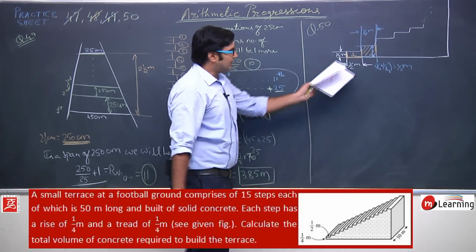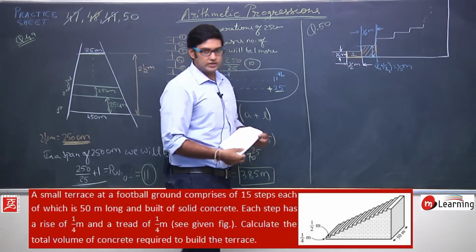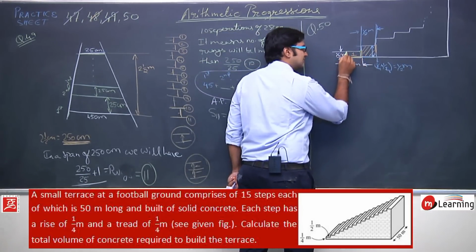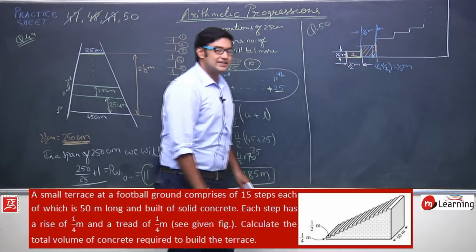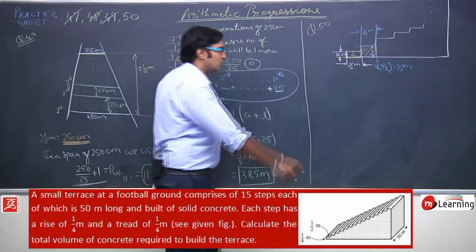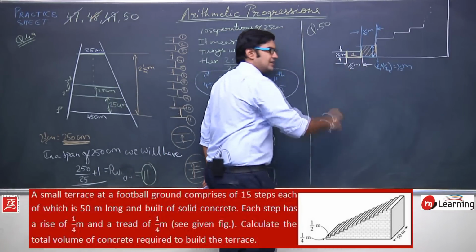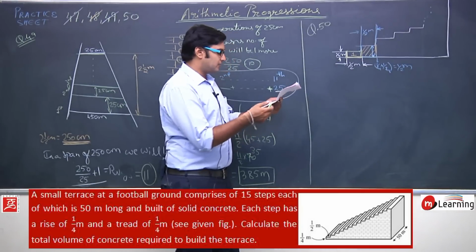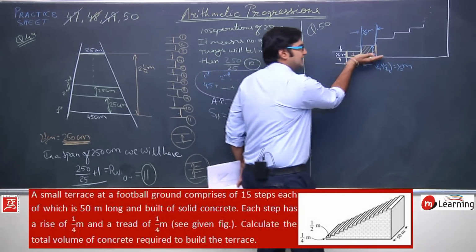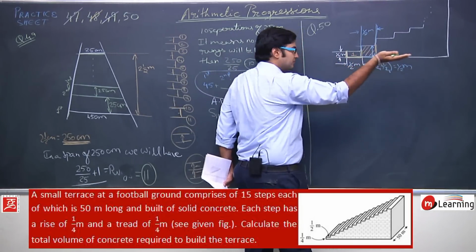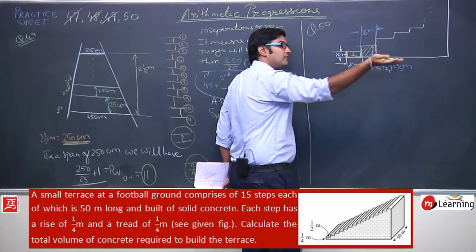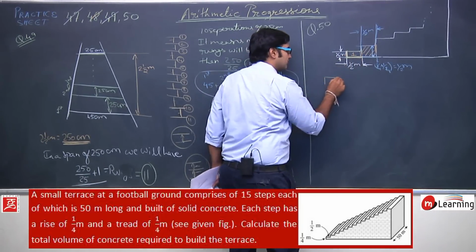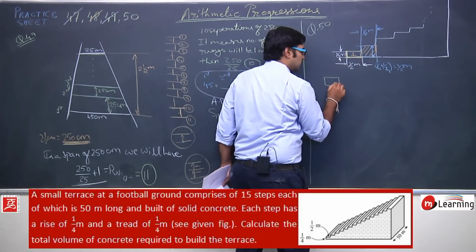Okay. So if I want to calculate the volume of this concrete, how to calculate the volume? What I can see is, if I talk about step 1, this step 1 seems to be a rectangle. This is 1/4, this is 1/2, and since it says that this terrace is 50 meters long, the length of this terrace is 50 meters. So this step will look like a cuboid.